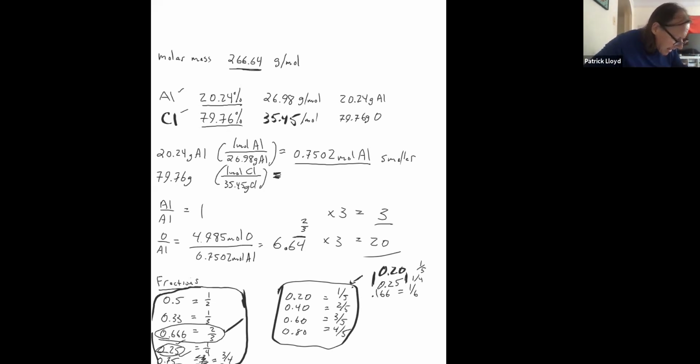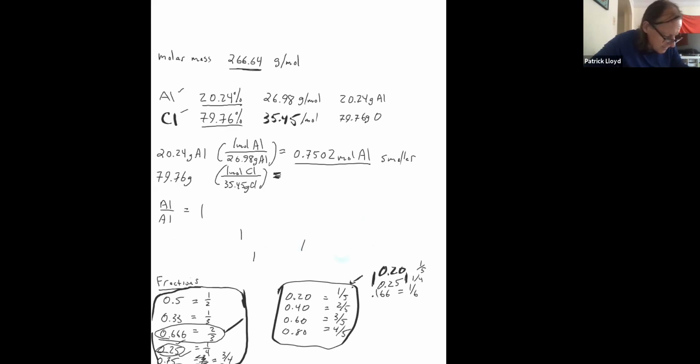So it looks like all I need to do is really just get rid of this part, right? Because this number right here is still going to be bigger than 0.7502, because 79.76 divided by 35 is a little more than 2. So let's see what that works out to be. 79.76 over 35.45, 2.2499. So this is the larger value still, right?